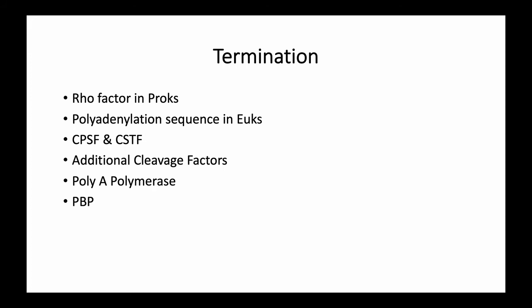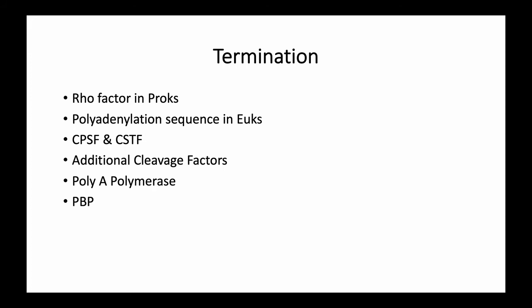Now, along with CPSF and CSTF, there are additional cleavage factors, again endonucleases. These endonucleases eventually cause the release of CSTF and cleavage of the mRNA from the ribosome. Once that takes place, poly-A polymerase comes to that free, cleaved mRNA and starts adding adenine to it.